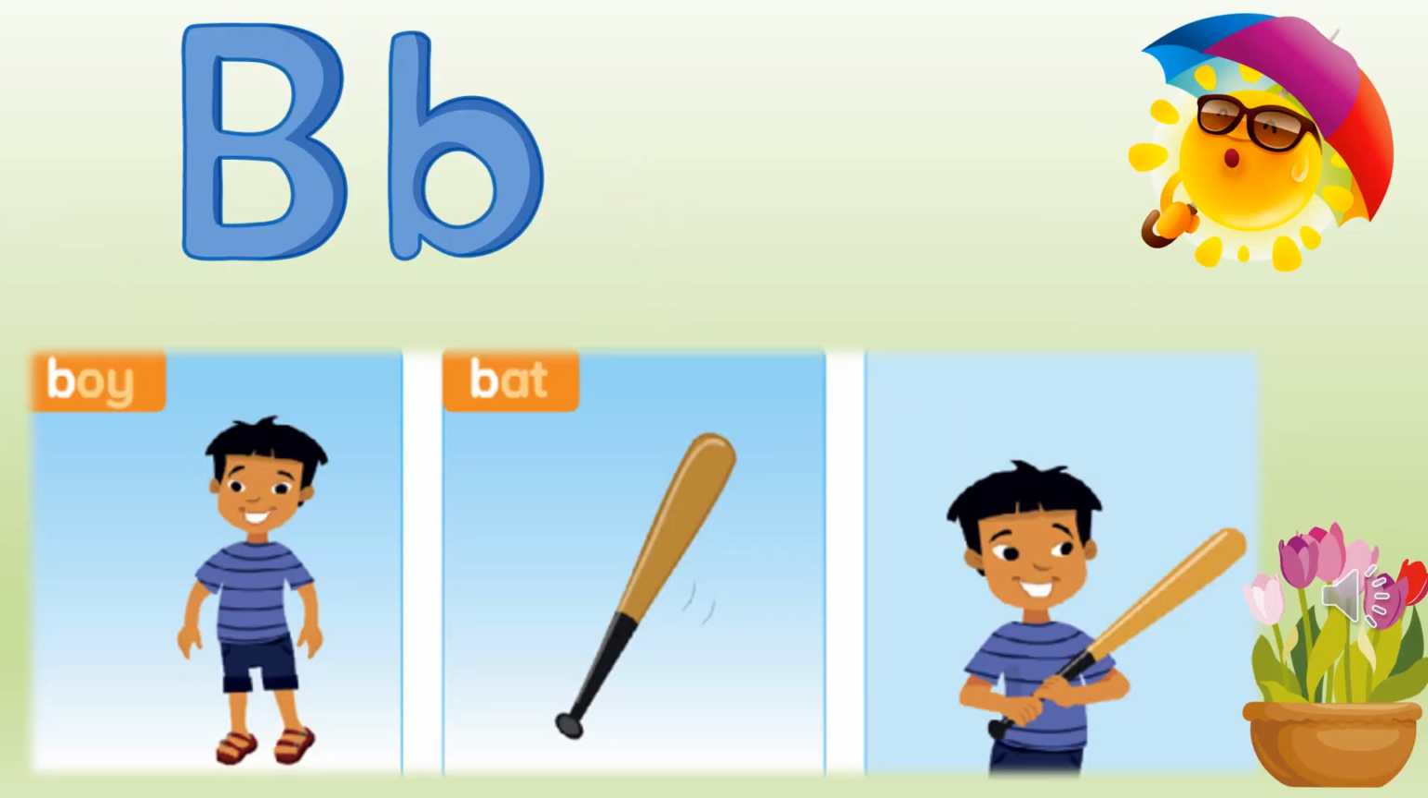Okay, now we move to next part. Listen and point. Listening 12. Listen and point. Letter B. B. B. Boy. B. Bat.